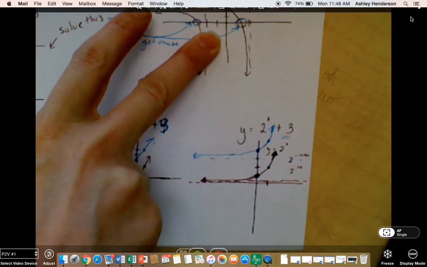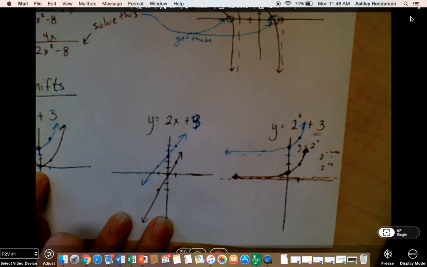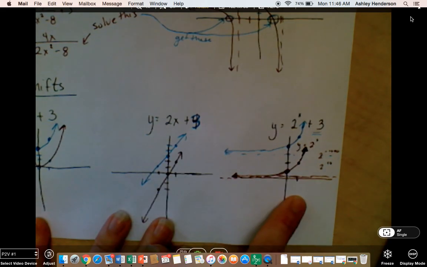And then here is a review of vertical shifts on other types of parent functions. So quadratics, linear, and exponential as review.